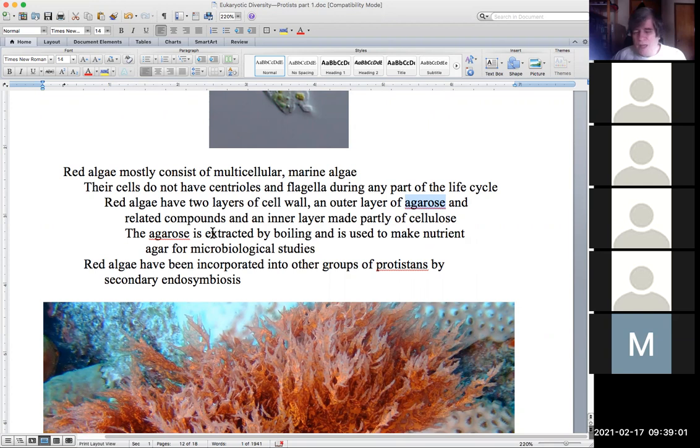And all you have to do to take it out of red algae is basically boil them. The agar dissolves, because remember what I said, it has a low boiling point, around 90 degrees. And we can take it and purify it and use it to grow bacteria.